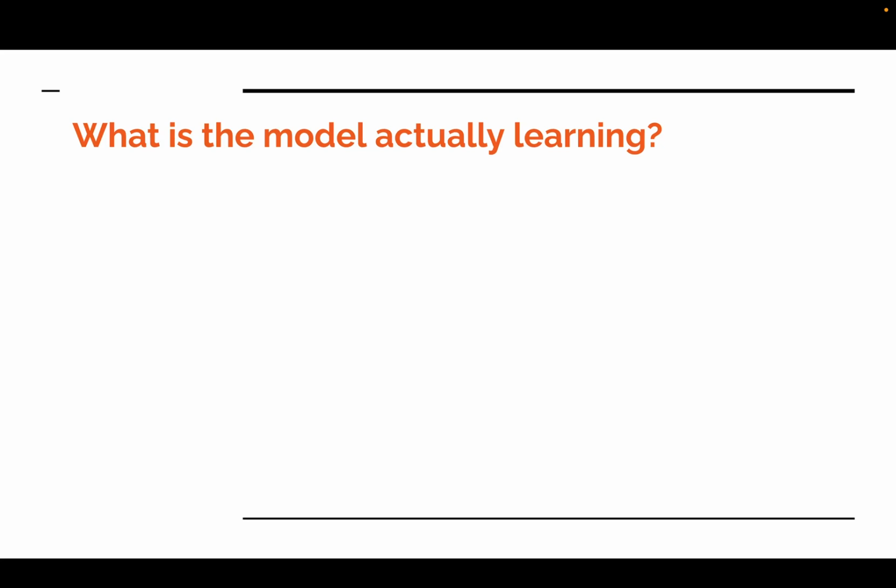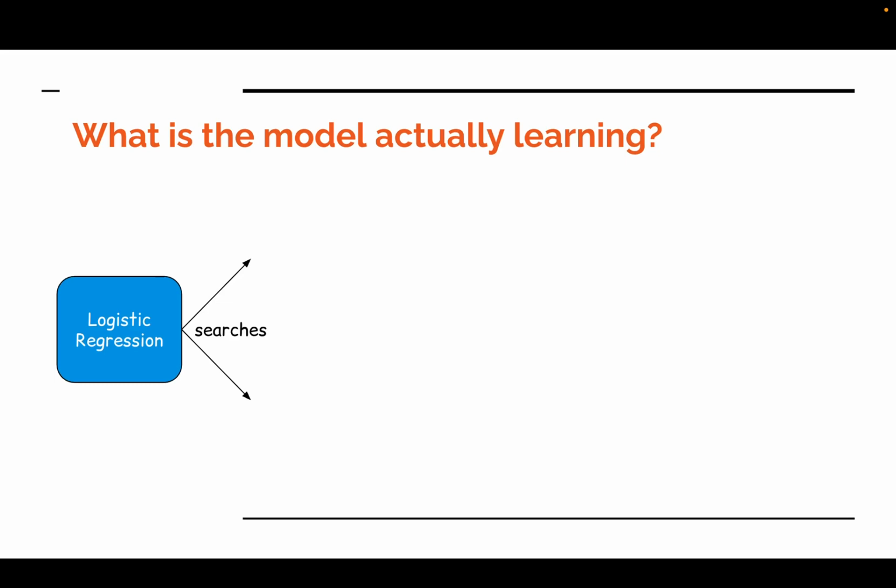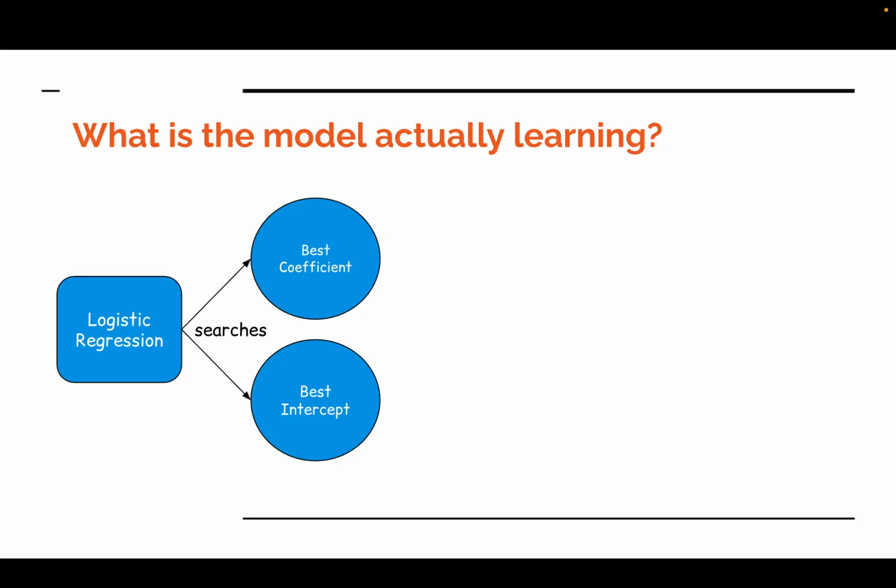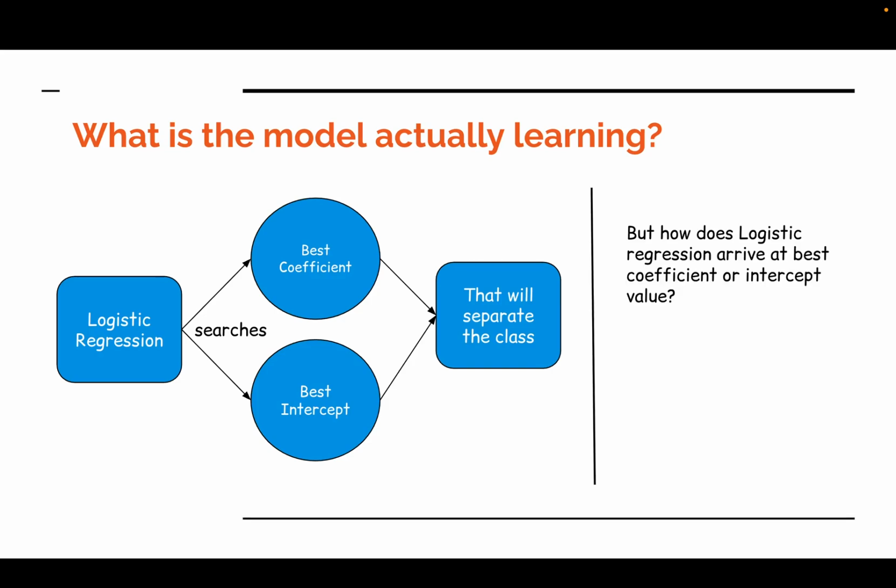So what did this logistic regression model actually learn? So when we train a logistic regression, it is basically searching for two things. One is the best coefficient and then the best intercept. So based on these two values, it will learn how to separate the classes. How do we arrive at the best coefficient and best intercept value? Now this is where the loss function comes into picture. So by minimizing the prediction error, which is done with the help of log loss or cross entropy loss, we are able to generate the best coefficient and best intercept value.